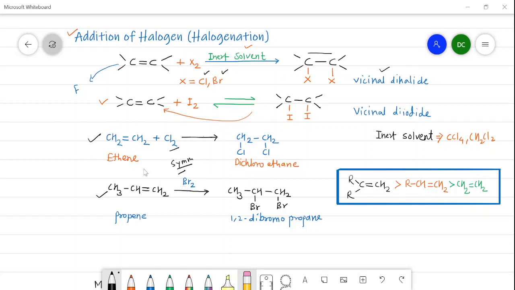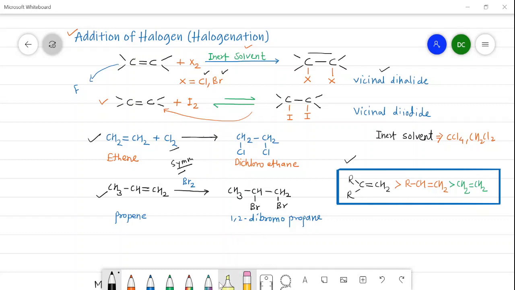Now when we check, the rate of reaction depends upon the electron richness, or electron density, of the alkene. Electron richness of the alkene increases with the increasing alkyl substituent. So more number of alkyl substituents, more is the rate. Fewer substituents, less rate. So the rate of reaction increases with the increasing alkyl substituent.